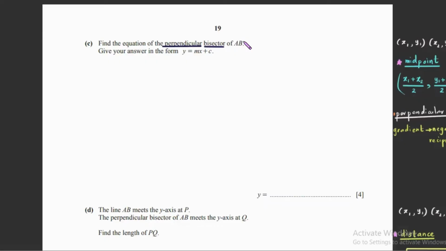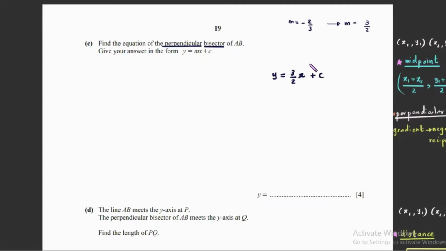Now, in the previous part, we got the gradient for AB as -2/3. Now, we need to find the gradient of the perpendicular line. To do that, we need to do the negative reciprocal, which means you need to flip this, so that becomes 3/2. And negative reciprocal means you simply change the sign. So this is negative, this becomes positive, which means the gradient of the perpendicular line will be 3/2. So we have 3/2 x plus c.